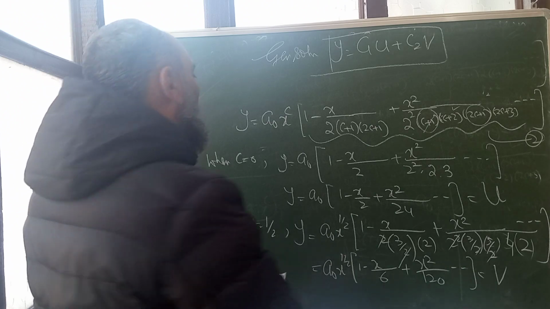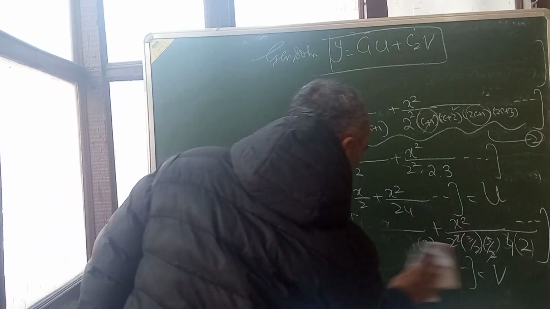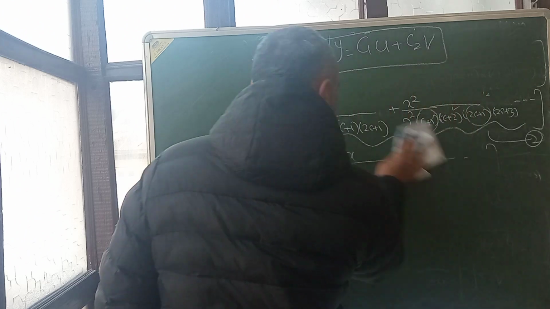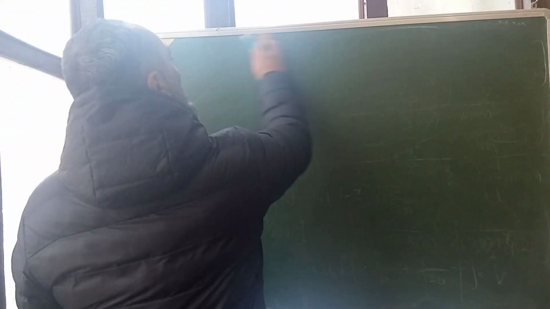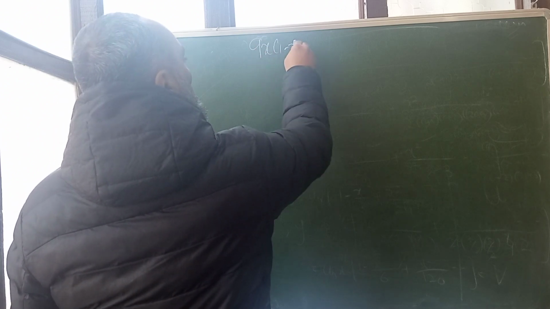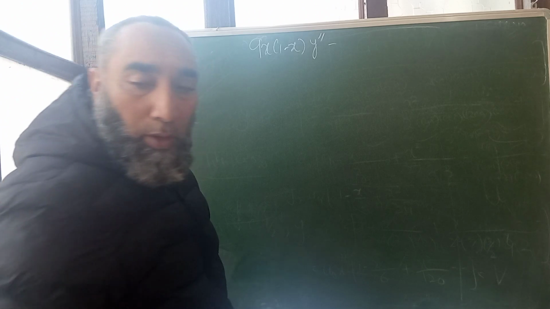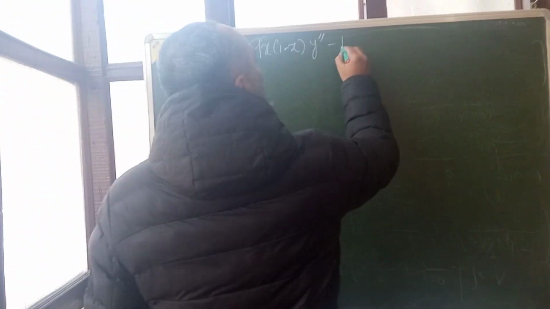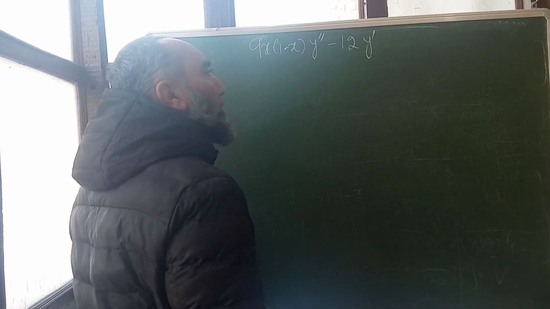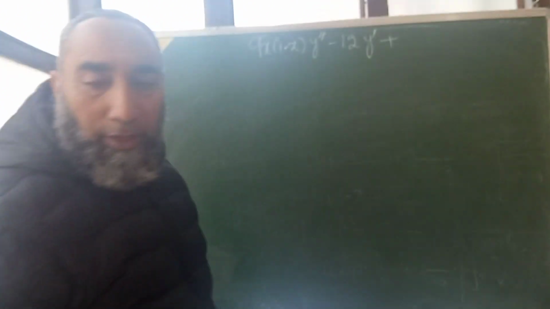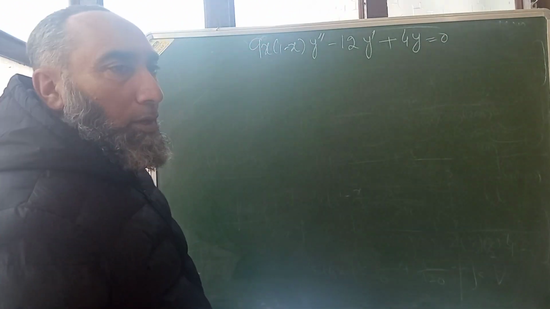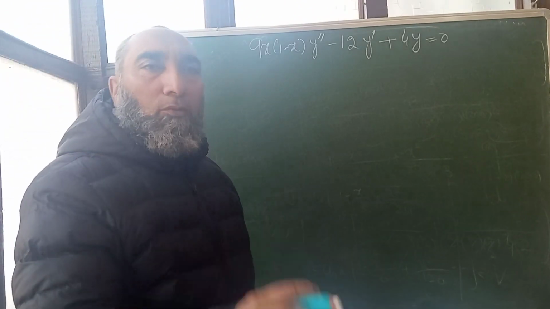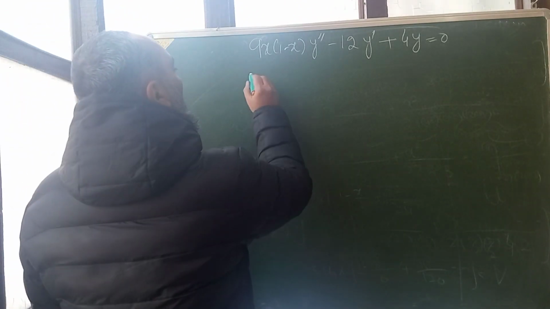Okay, let me take up one more example. 9x(1 minus x) y double dash minus 12y dash plus 4y equal to 0. See, this is the question. You know what is y, what is y1 and what is y2. This is what I will write.